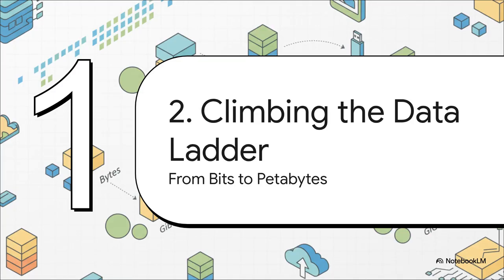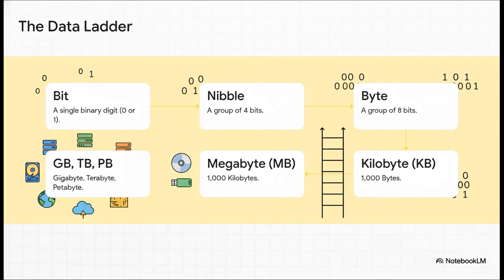How do we get from a single bit, just one tiny little Lego brick, to the enormous files we download and stream every single day? Let's take a look. One bit by itself can't really do a whole lot, right? So we group them together. If you group 4 bits, that's called a nibble. A much more common grouping, 8 bits, makes a byte. And from the byte, we start climbing the data ladder.